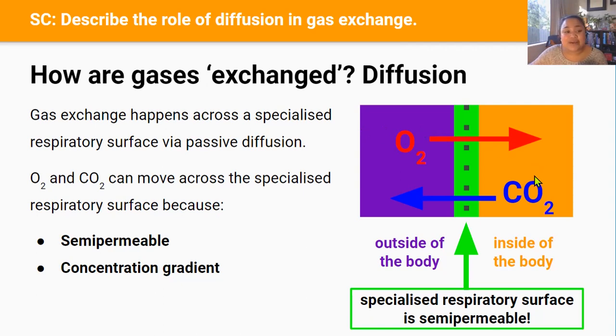Let's look at carbon dioxide. Carbon dioxide is very high in concentration inside the body, because it's being constantly made by our cells as a byproduct, or as a waste product, of aerobic cellular respiration. So because it's in high concentration inside the body, carbon dioxide is going to move across the semi-permeable membrane in the opposite direction of oxygen, to the area of low concentration outside of the body.